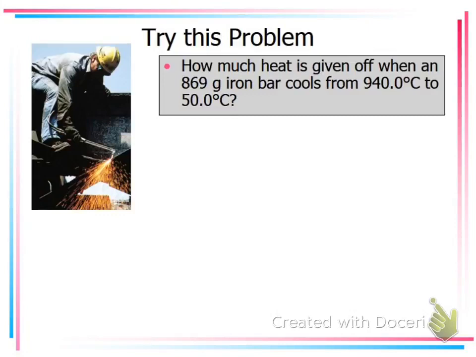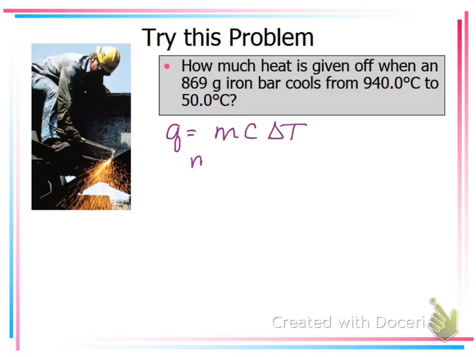So if I give you a formula, you know what that means. We're going to do some calculations. You can probably just use your calculator on your phone. Nothing fancy here. Okay. It says, how much heat is given off when an iron bar cools from 940 to 50 degrees Celsius? So first of all, we're going to need to use this formula: Q is equal to mc delta T.